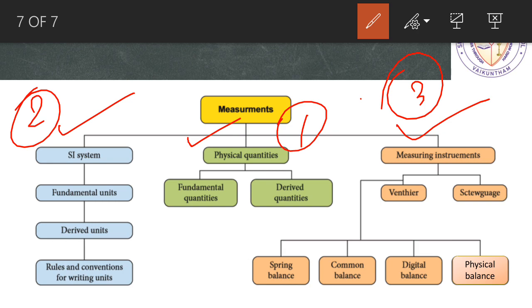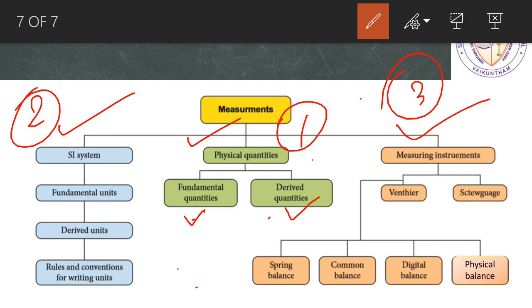Okay, so in the physical quantities we divided it into fundamental and derived. So under that you studied how many fundamental quantities are there, and some of the derived quantities which you have already studied in the lower classes. So that was about the first pillar.